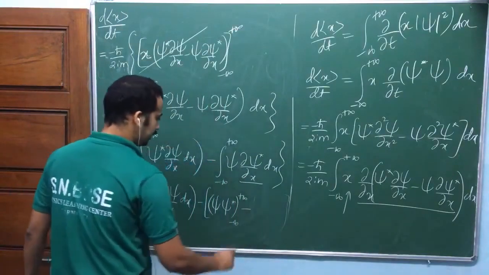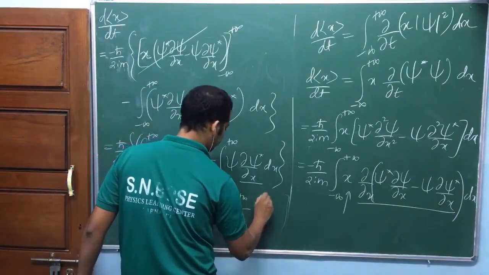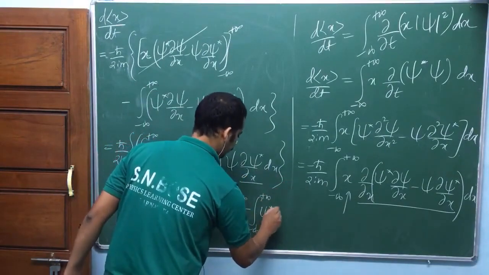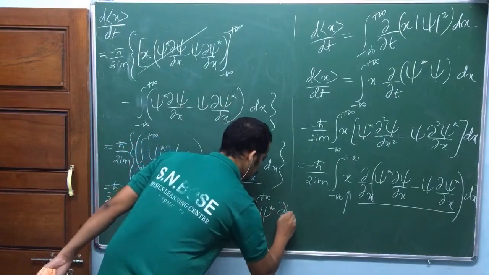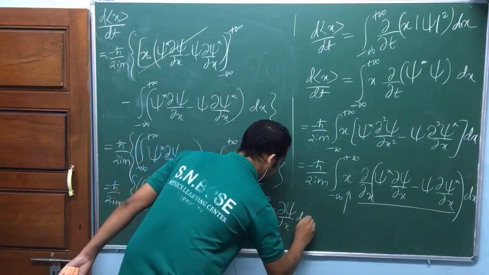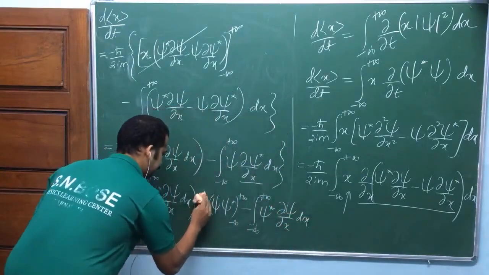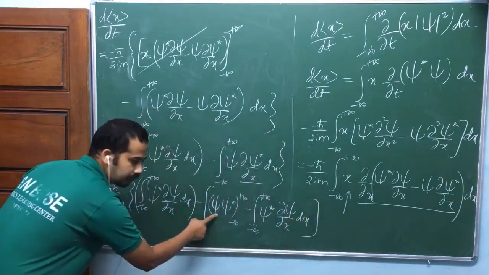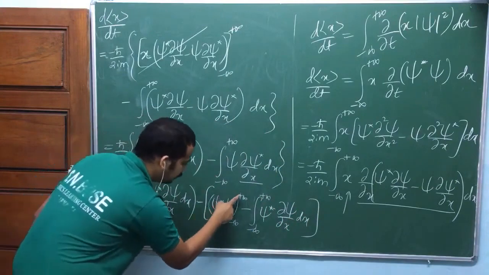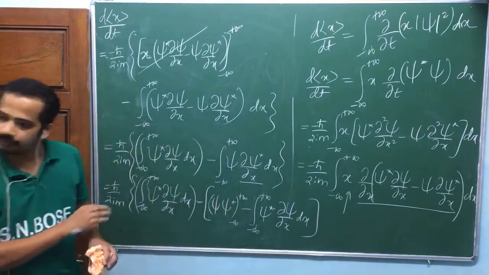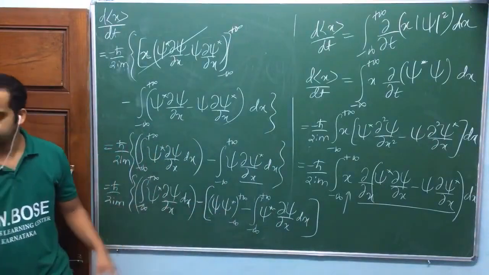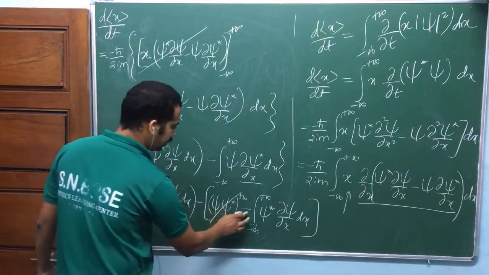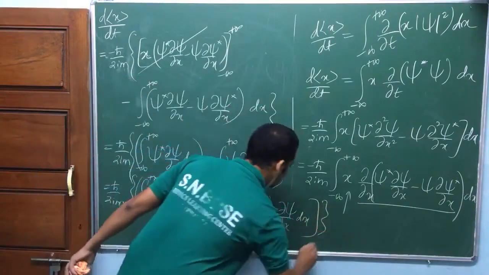Minus integration of second function. What is that? Psi star into differentiation of first function, dou psi by dou x into dx. Look at this one carefully. Again, this is 0. At plus infinity as well as minus infinity, a normalizable wave function goes to 0. I told you earlier, isn't it? This is 0 again. So this minus minus plus will happen. Wait a second, I have to close that flower bracket.